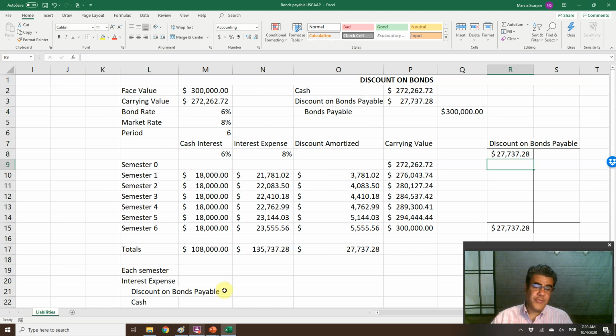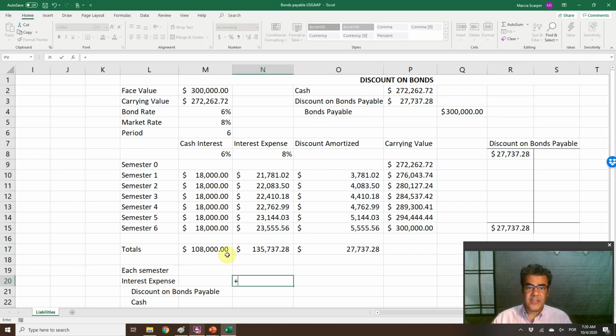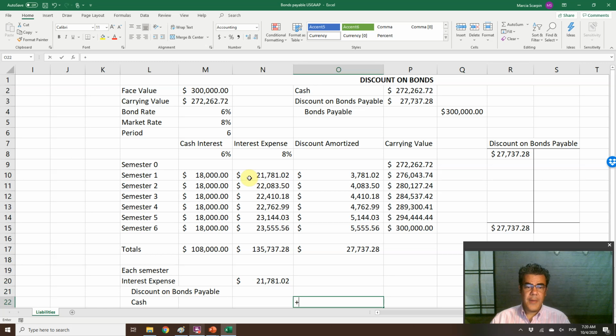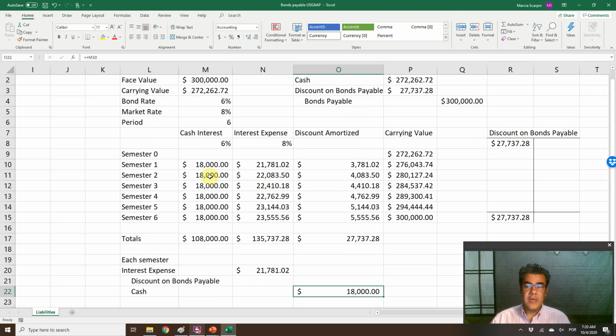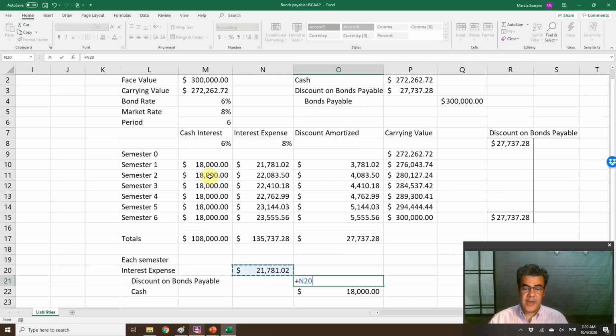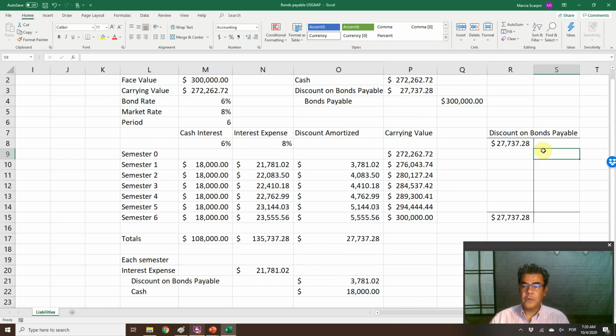And after each semester, interest expense 21. We pay cash 18. Now we need a credit to balance this journal entry. Credit 3.7 thousand dollars, and our discount is going down because we need to close this after the sixth semester.